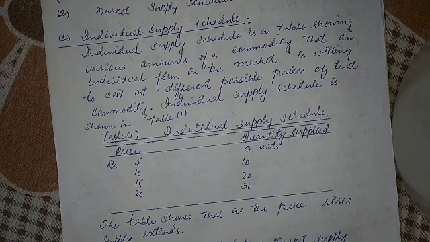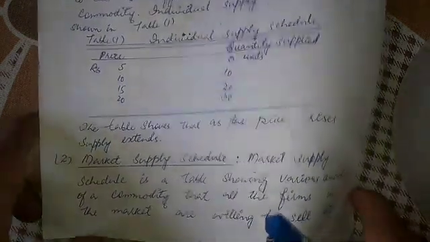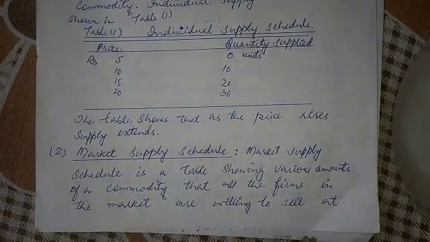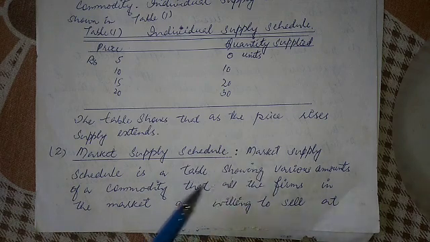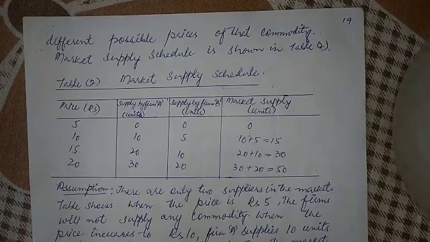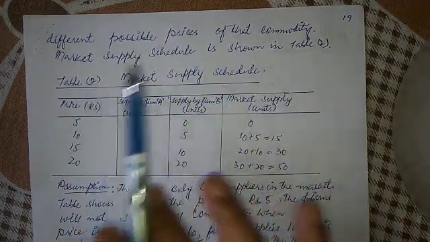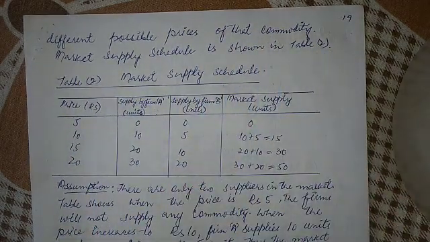Now, what is the market supply schedule? Market supply schedule is a table showing various amounts of a commodity that all the firms in the market are willing to sell at different possible prices of that commodity.